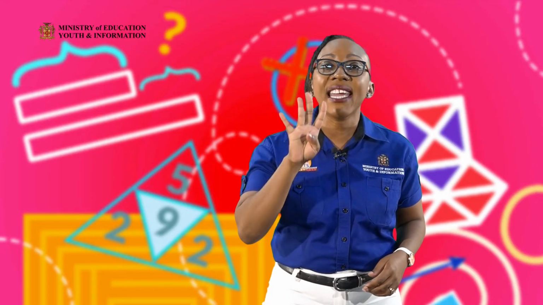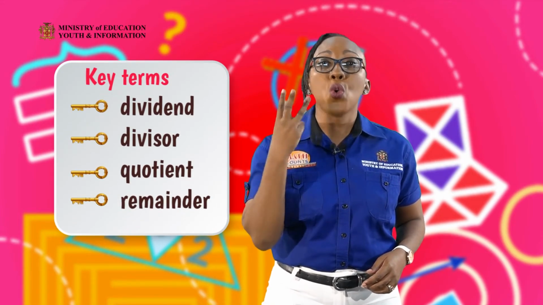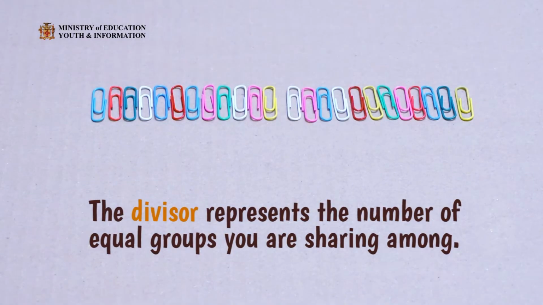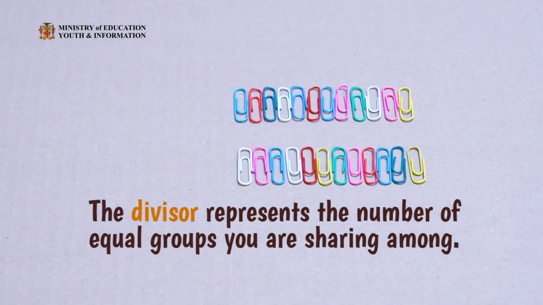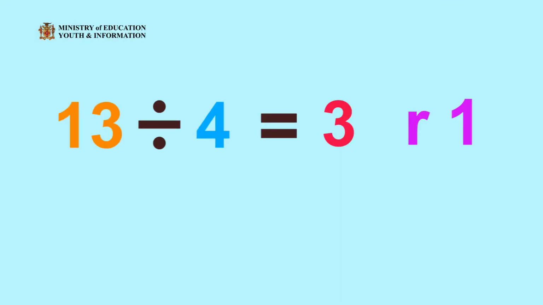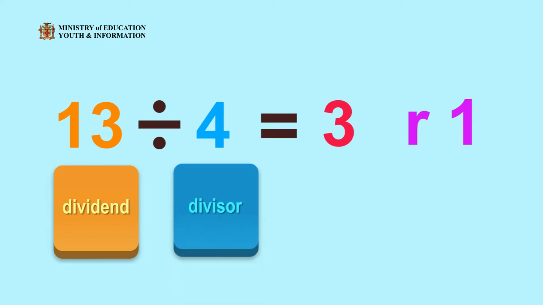There are 4 key terms associated with division: dividend, divisor, quotient, and remainder. When sharing, the divisor represents the number of equal groups you are sharing among. Let's consider the sentence 13 divided by 4 to give 3 remainder 1. The dividend is the number being divided or the total quantity to be shared. So 13 is the dividend in our example. The divisor is the number by which you are dividing. In the example, the divisor is 4.